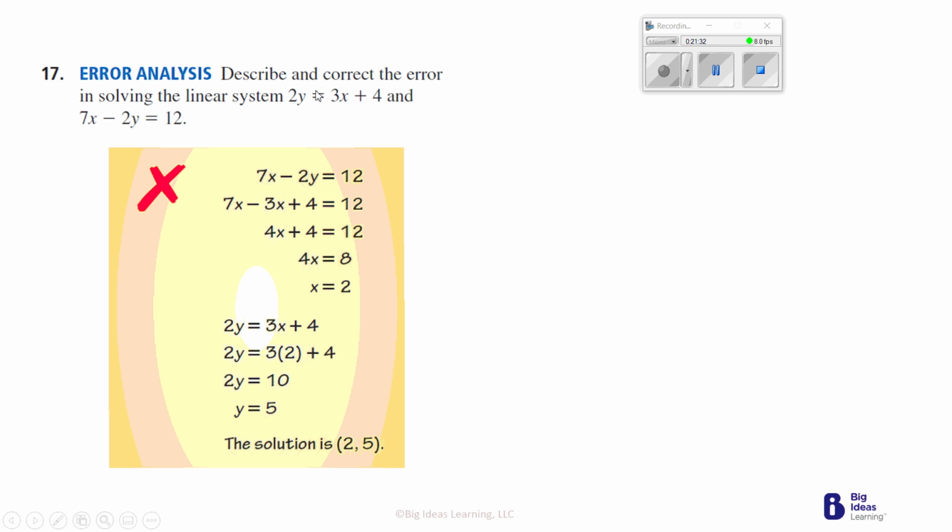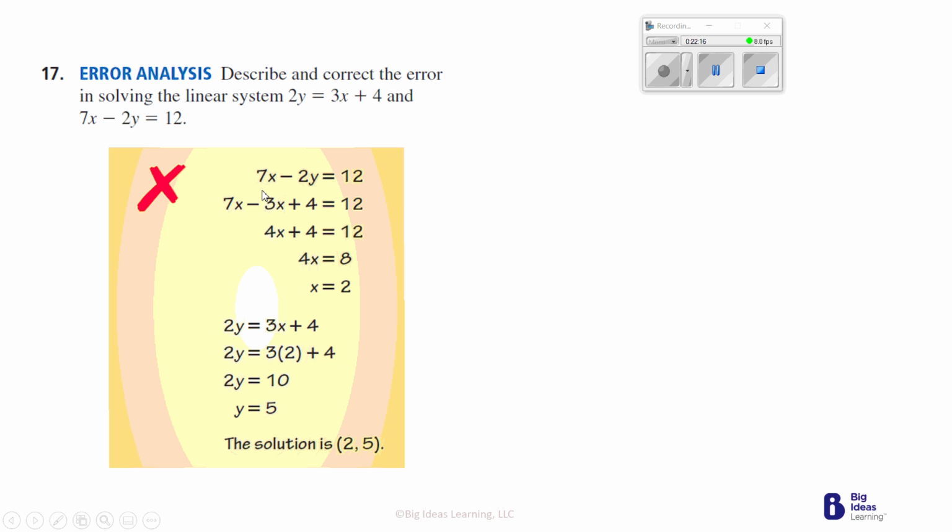Number 17 says describe and correct the error in solving the linear system 2y equals 3x plus 4 and 7x minus 2y equals 12. Well, if I solve this according to what he's saying, we're going to take 7x minus 2y equals 12. Looks like we're subtracting 3x from this side. Not quite sure why. Yeah, I don't understand why.